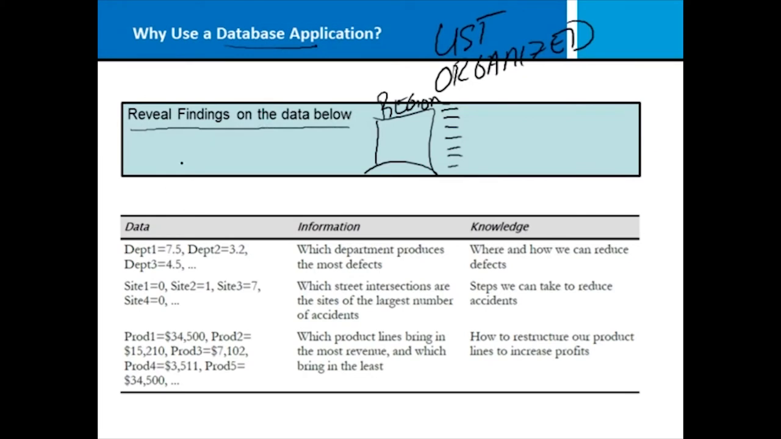So in this particular case, you're going to see that Department 1, 7.5, Department 2, 3.2, Department 3, 4.5. Here are some numbers for some sites. Here are some revenue numbers. So we have all this data. What do we do with it? Well, we might want to see who produces the most amount of defects, or where's the largest amount of accidents, or what product lines bring in the most amount of revenue. So here's your data and the information that you could ask. And of course, that's how we obtain knowledge about the data in the first place.